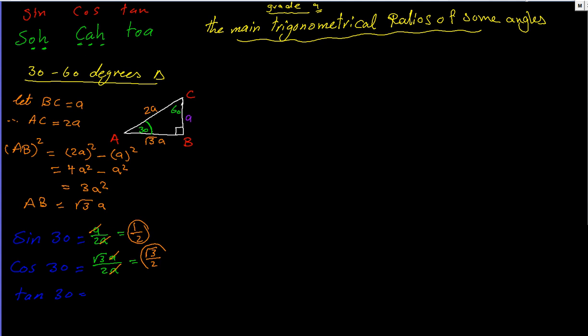Okay, last one, tan 30. Using tan TOA, it's opposite over adjacent. Opposite for 30 is A. Adjacent is root 3 A. So it's going to be A over root 3 A. Also by erasing A with A, it's going to be 1 over root 3.